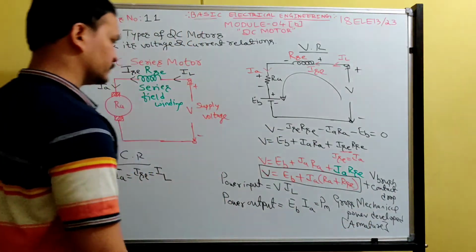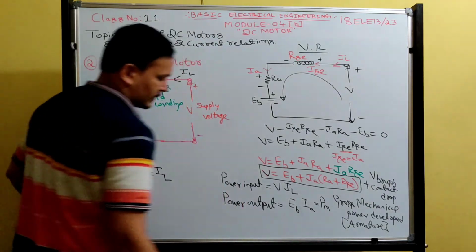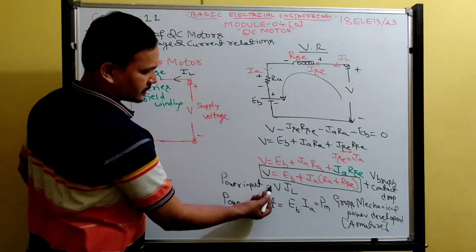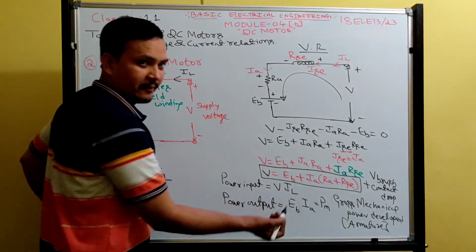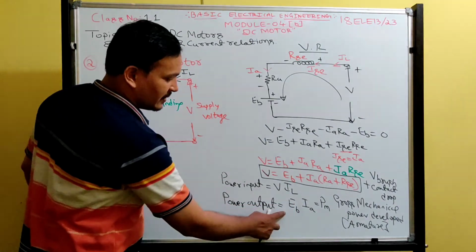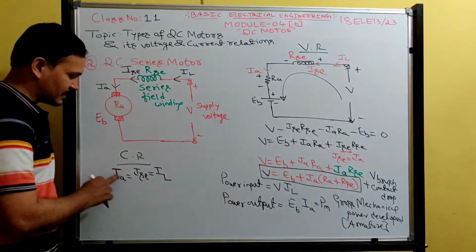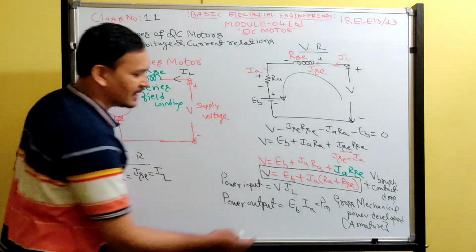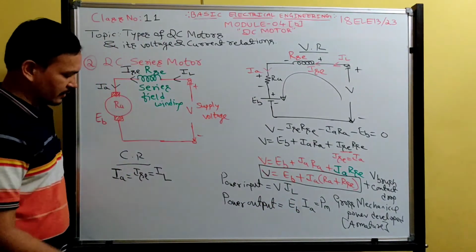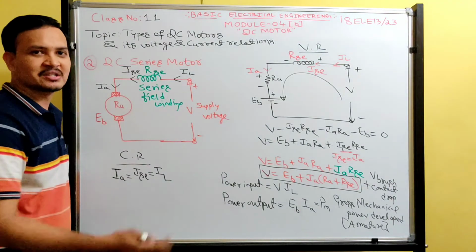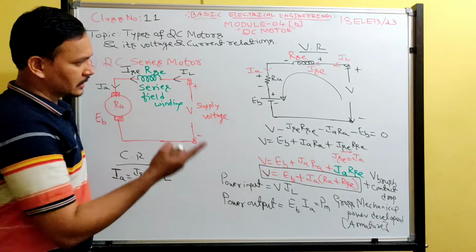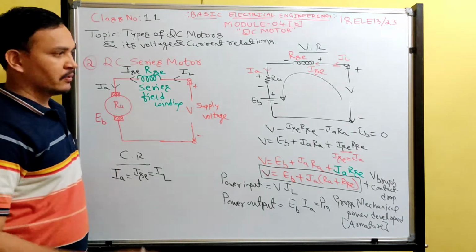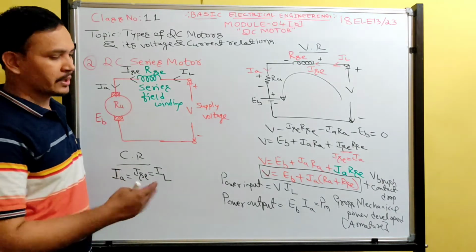Okay guys, power input is V into IL. Power output is what? EB into IA. Can I write EB into ISC? Yes, IA is equal to ISC. Can I write EB into IL? Yes, we can write, because our currents are the same. So pause the video and copy down everything. While explaining, don't write anything. Now you can copy down.